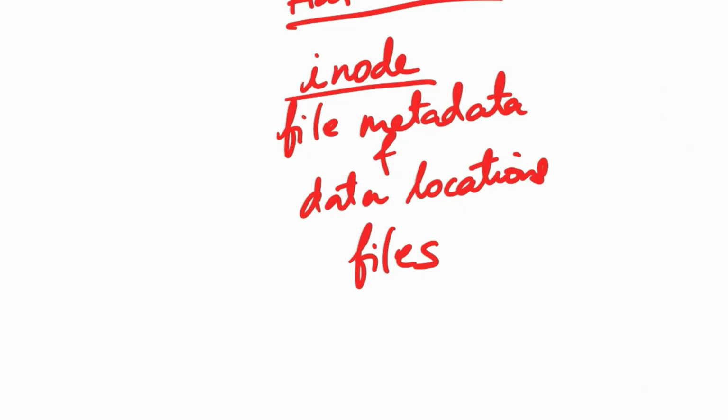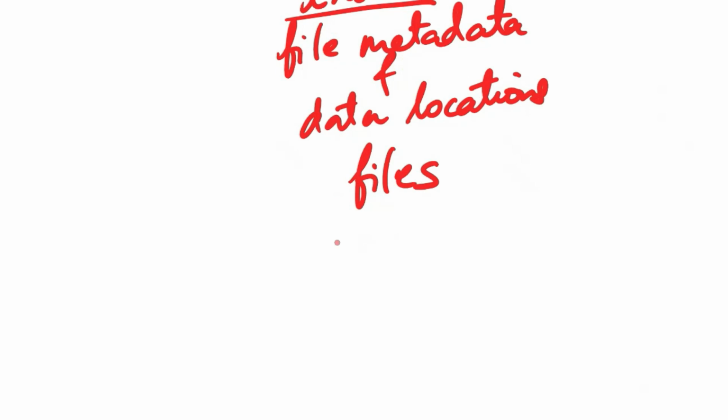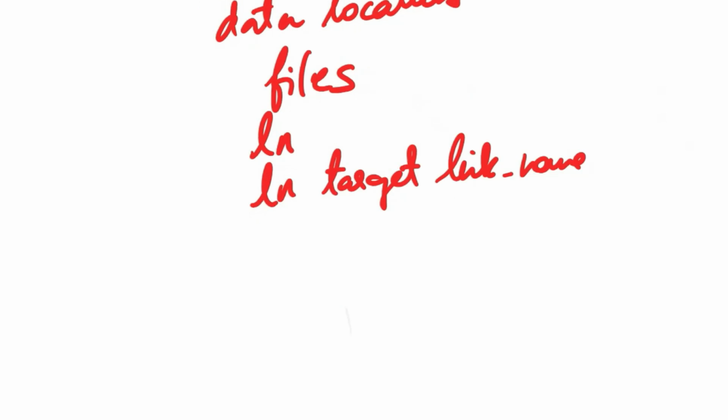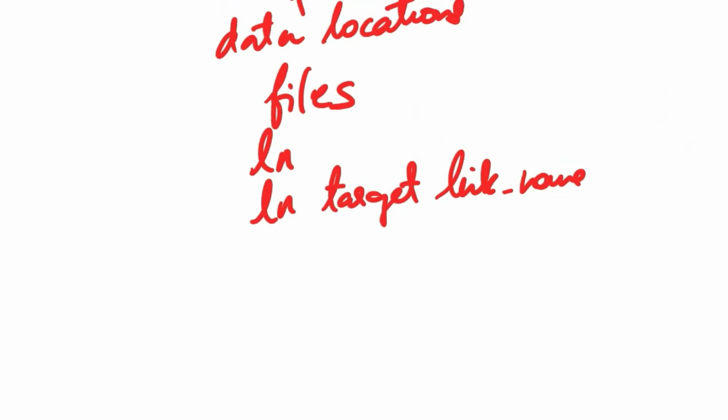Hard links essentially create multiple directory entries pointing to the same data on disk. All hard links are equivalent. There is no concept of a main file and linked files. Hard links are created using the same command ln but without any special options. Like suppose if you want to create a hard link, you just say ln target and link name. Hard links are identified by having the same inode number as the target file when viewed with the ls -i command.